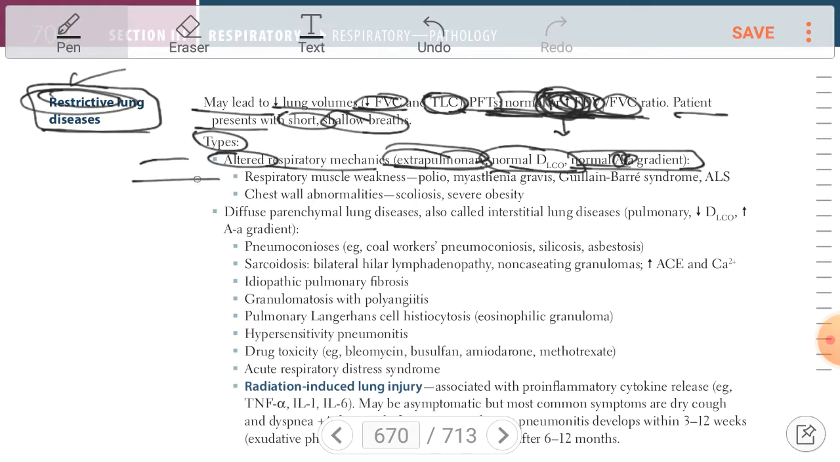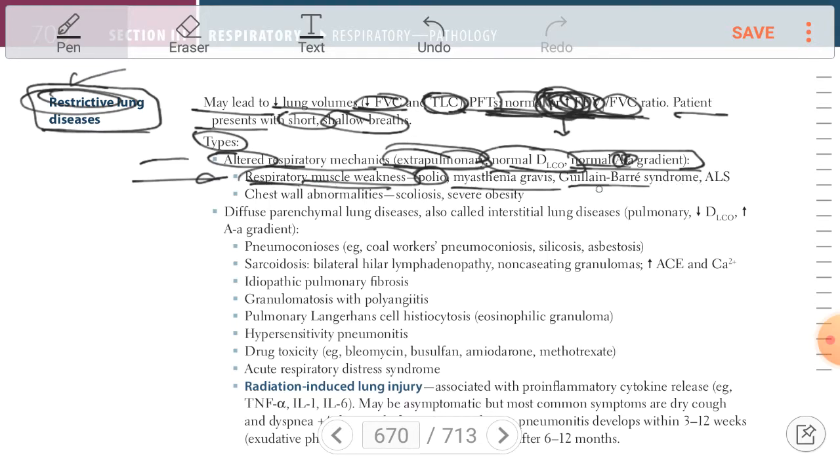Extrapulmonary causes, like what? Respiratory muscle weakness, polio. So you take the polio vaccine. Myasthenia gravis means what? Antibodies against the acetylcholine receptor in the post-synapse. Competition on the acetylcholine receptor leads to weakness of the respiratory muscles.